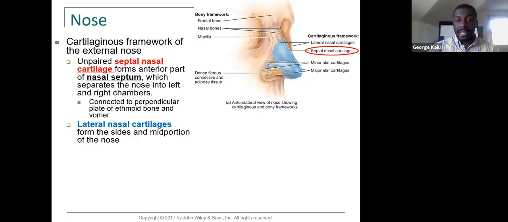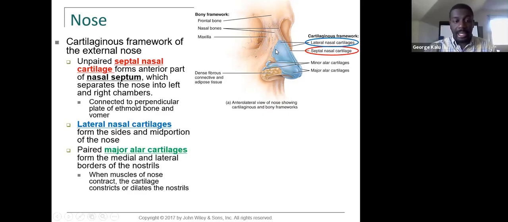The next cartilage is called the lateral nasal cartilage. And so that's going to form the lateral aspects of your nose. That lateral nasal cartilage is going to help form the sides of your nose as well as the mid portion of your nose. And then the last ones are the major alar cartilage. The major alar cartilage helps to make up the tip of your nose. And so that is going to form the medial and lateral sides of your nostrils.